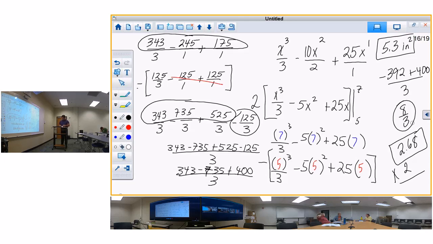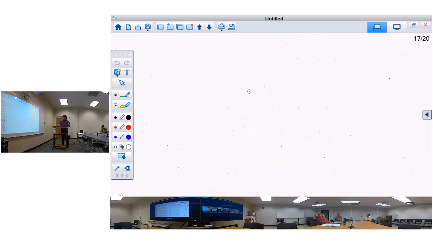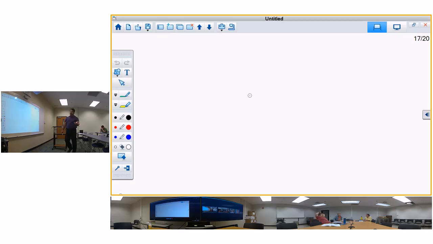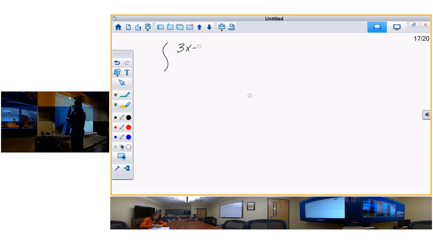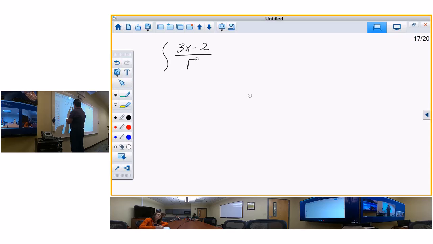Let me show you the indefinite. I've already shown you the indefinite. The indefinite is one that you have to put the C with. Well, this is the indefinite I'm fixing to give you. Antiderivative of 3x minus 2 over square root of x dx.